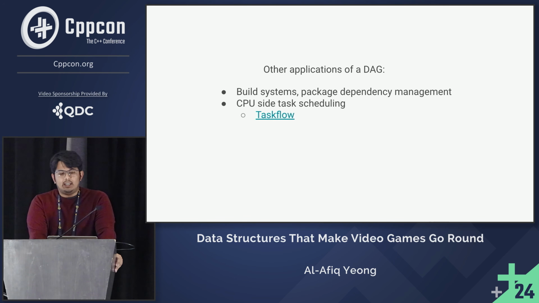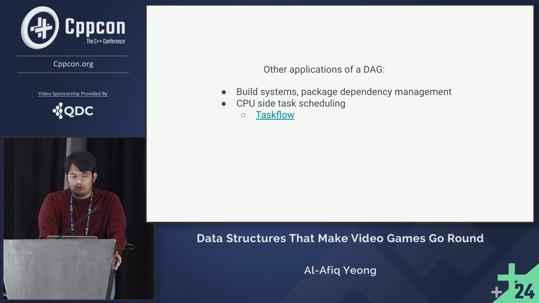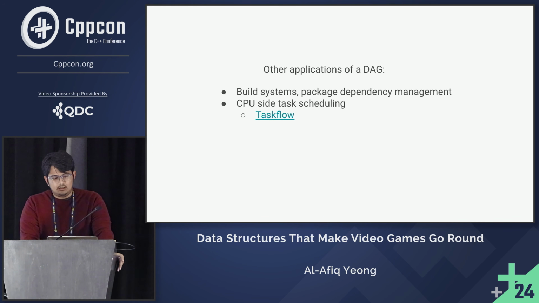Other applications of a DAG: we can use it for build systems, right? I'm pretty sure CMake has some kind of DAG. Package dependency management. And also, there is this library for CPU-side task scheduling, TaskFlow, which I'm certain uses a DAG as well. And yeah, that's pretty much it. That's pretty much all of the interesting data structures that the games industry uses that can fit within an hour.